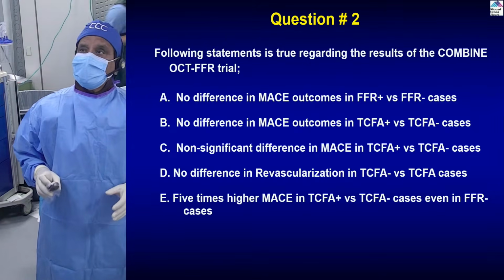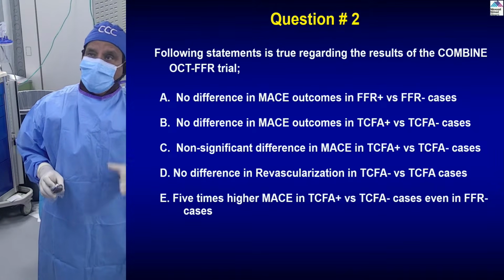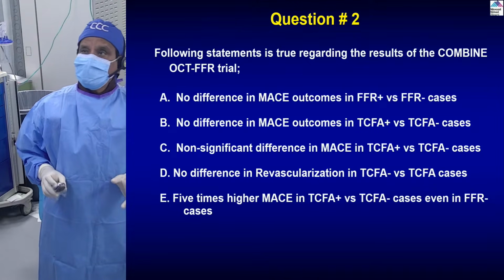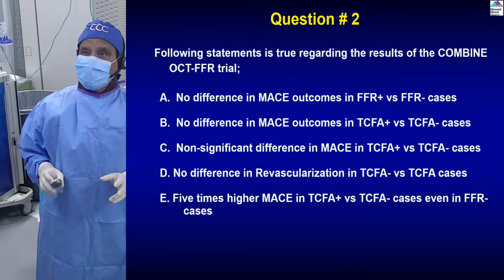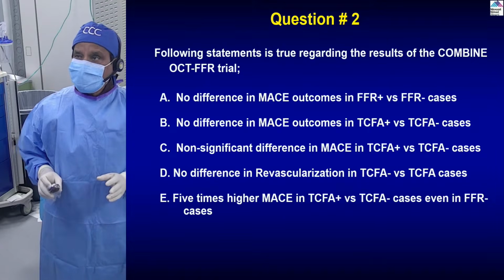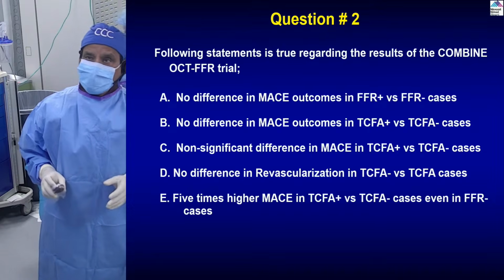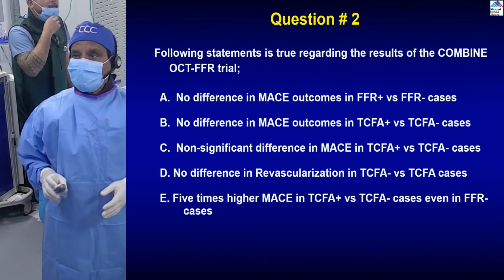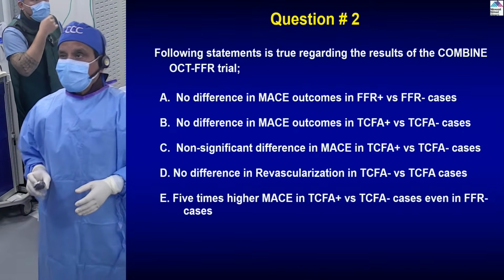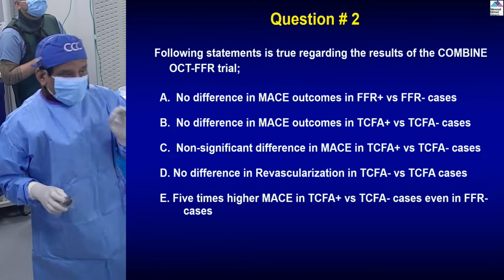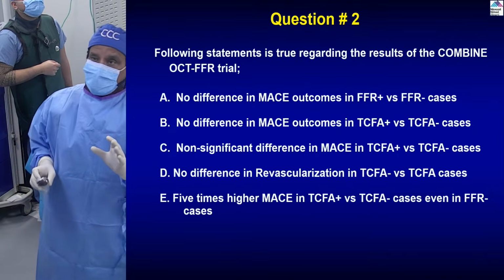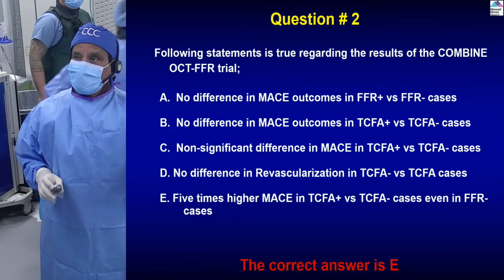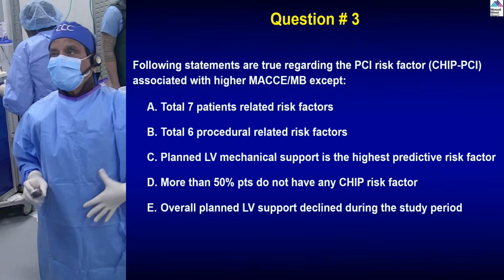Second, the combined OCT-FFR trial: no difference in MACE outcome in FFR positive or FFR negative, no difference in MACE outcome in TCFA positive versus TCFA negative, non-significant difference in revascularization, and 5 times higher MACE in TCFA positive versus TCFA negative cases, even in FFR negative cases. So which statement is correct? And you see the clear-cut answer is E: it was much higher in the TCFA positive versus TCFA negative, even in FFR negative cases.